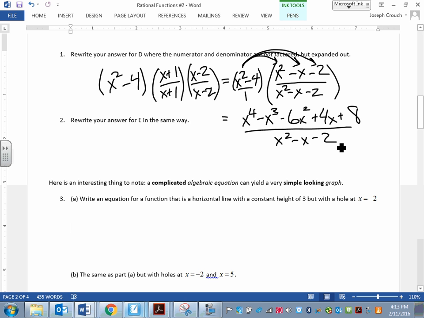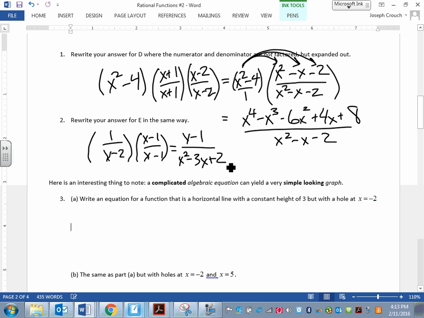Fantastic. Now we do the same thing for answer part E, 1 over x minus 2 times x minus 1 over x minus 1. And on the top, real straightforward, just get x minus 1. On the bottom, I've got to distribute everything out, and I get x squared minus 3x plus 2. Fantastic. The whole point of this section is for you to look at this note here.